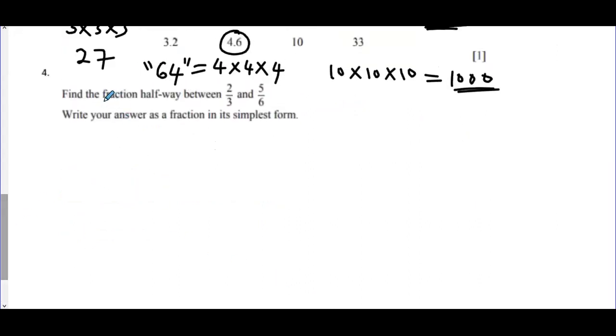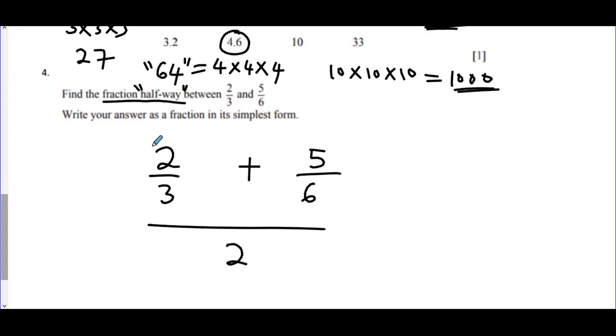Okay, now there's this vocabulary here, which says halfway. To find a fraction which is halfway between 2 over 3 and 5 over 6, you need to add the fractions, and then the answer you get, you're going to divide by 2. Okay, so the first step is to take 2 over 3 plus 5 over 6, and then the answer you get, you're going to divide by 2.